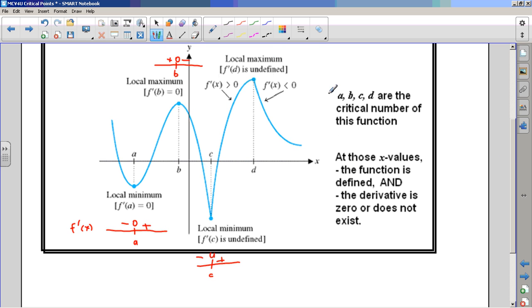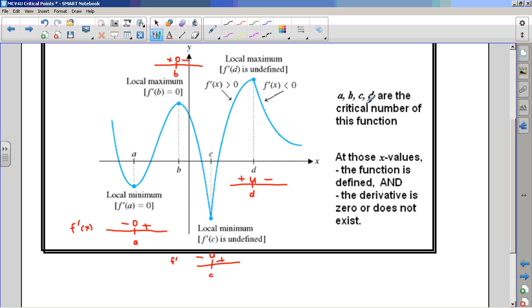And here, notice that D, and this is what this is pointing out, at D the derivative is undefined. Notice the function is defined. The derivative is undefined because this is another one of these cusp deals. It's positive there and negative there.